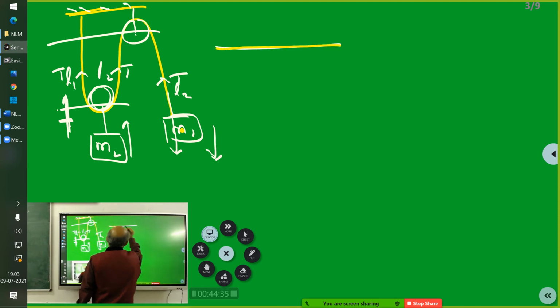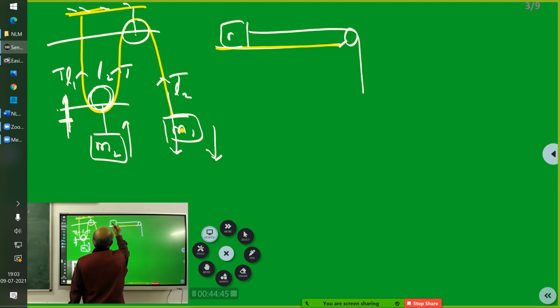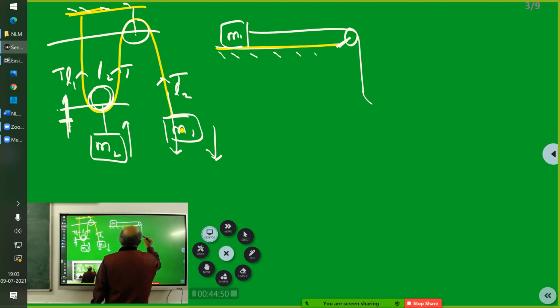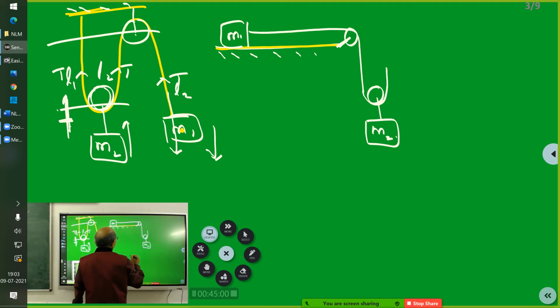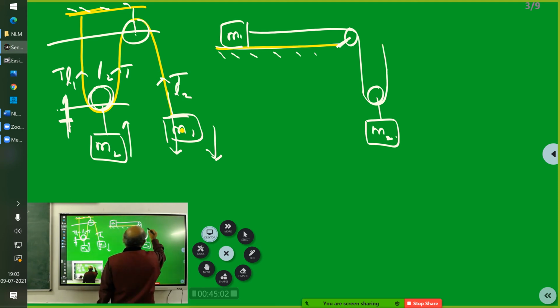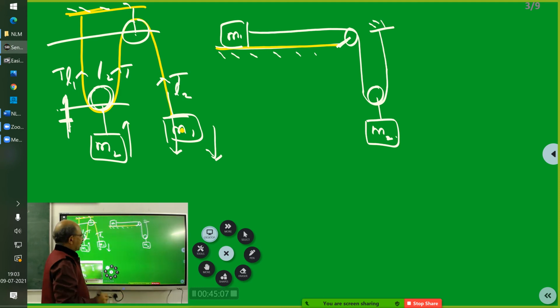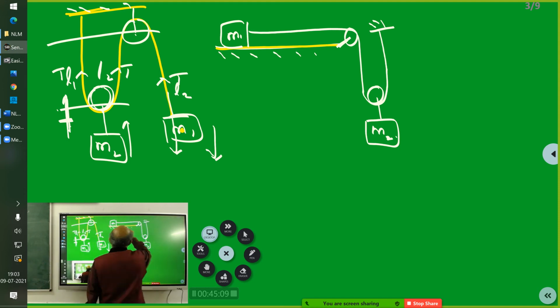So this is a frictionless surface. There is a pulley here, and then you have a mass attached here, M1. This is a rough surface. There is a pulley here, and then the string goes up like this. There is another pulley here, and there is mass M2 attached here. So this is the arrangement that he has shown.